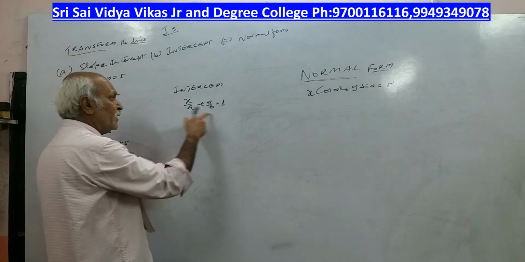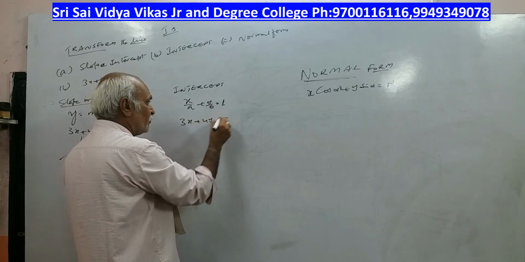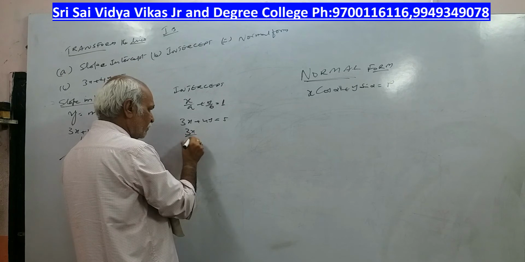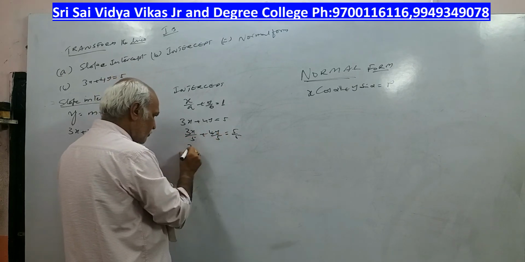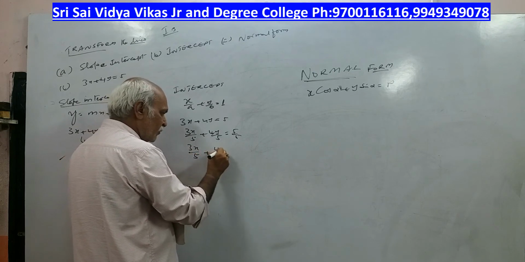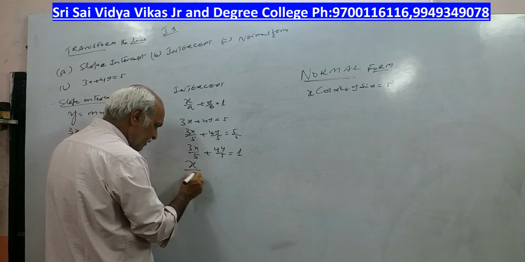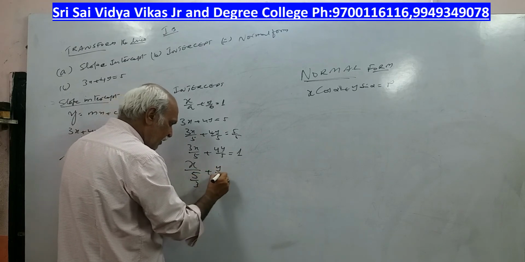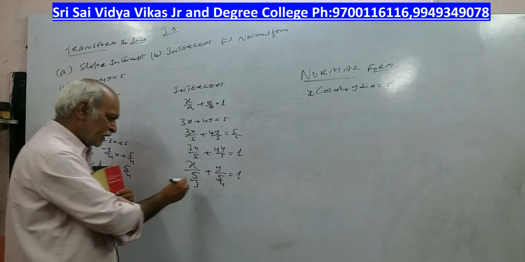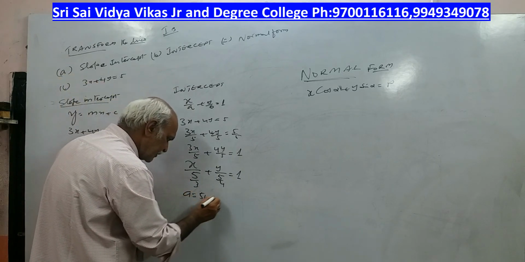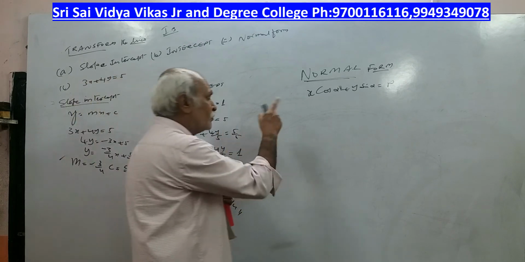Next, x by a plus y by b. The given equation is 3x plus 4y is equal to 5. Divide by 5: 3x by 5 plus 4y by 5 is equal to 5 by 5, which is 1. This I can write as x by 5 by 3 plus y by 5 by 4 is equal to 1. So, I have divided this. What is the a value? 5 by 3, b value 5 by 4.